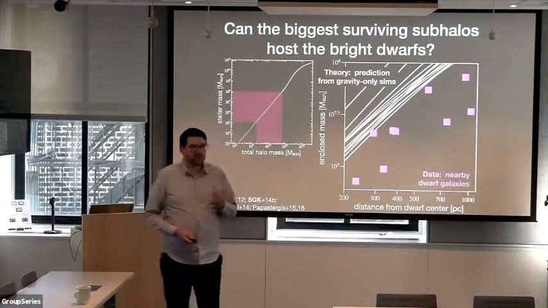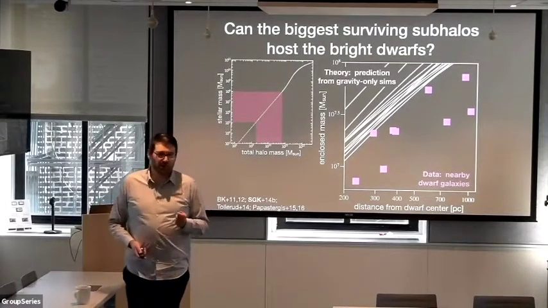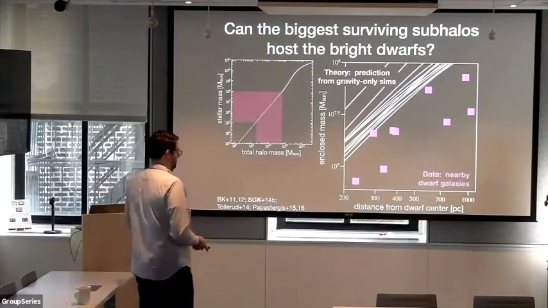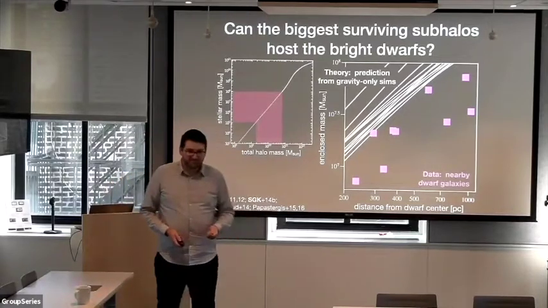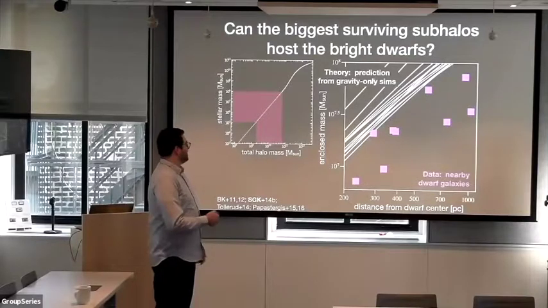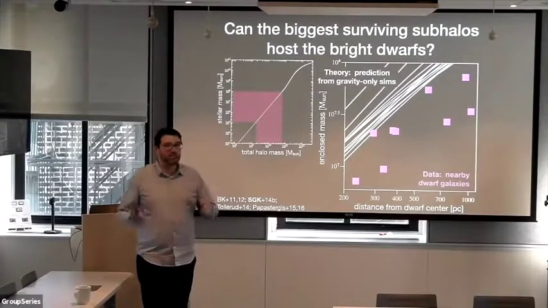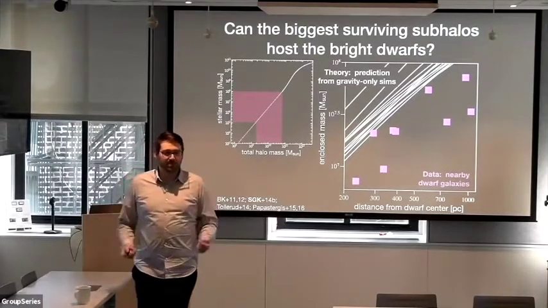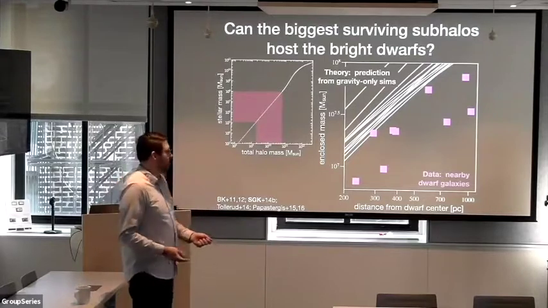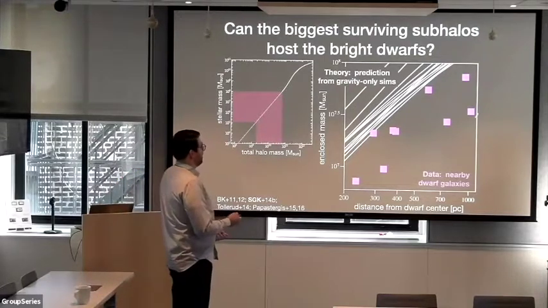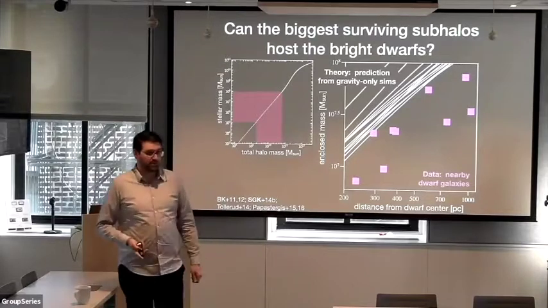Now, this is known as the too big to fail problem, or as I prefer to call it, the central mass problem, because too big to fail isn't very descriptive. And it effectively states that the subhalos that are too big to fail to form stars, the biggest subhalos around Milky Way simulations, have too much mass at their centers to host the observed dwarf galaxies around the Milky Way.